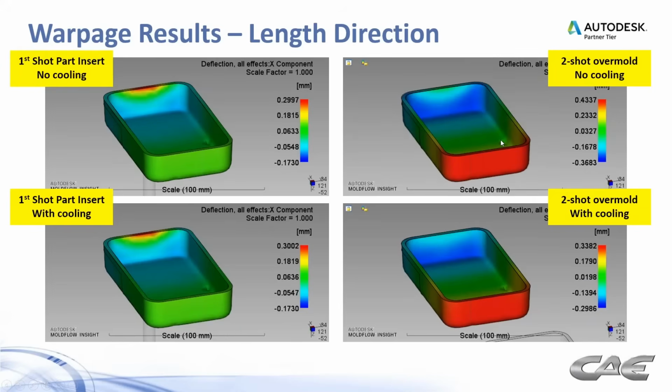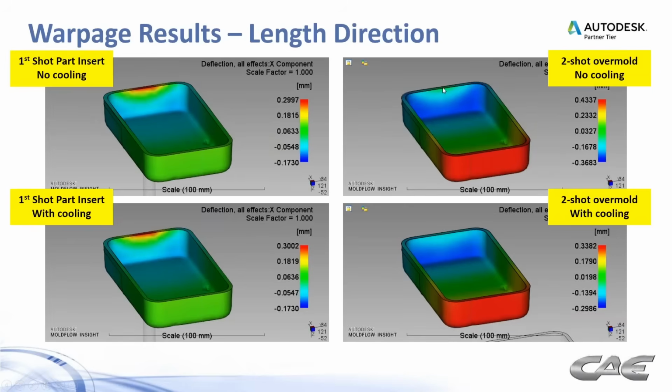So one of the big things that you're going to notice here is that the length direction has changed quite a bit. 0.4 from 0.3, so that was a 33% increase in the deflections there. So what that's telling me is that the shrinkage from the first shot isn't really being accounted for when you model it as a part insert, and that makes a lot of sense. Because when we do the two-shot overmolding, we're doing the full fill pack analysis, and of course the shrinkage from that is going to be considered when it marries up with the second shot. And then down here we have the 2-shot overmold with the cooling on there.